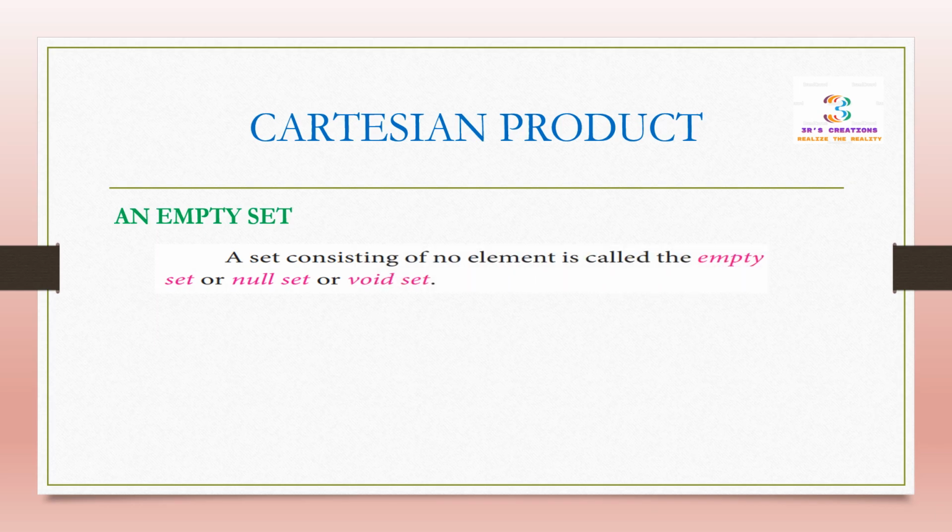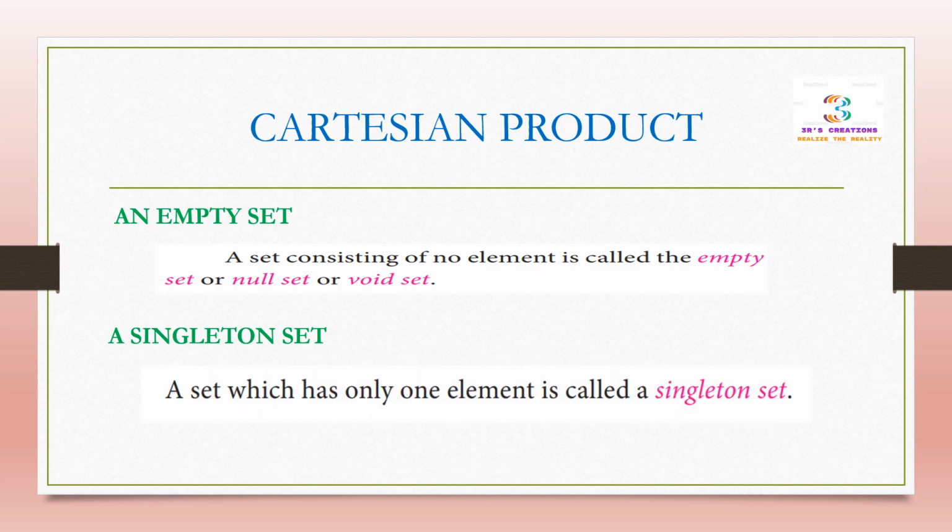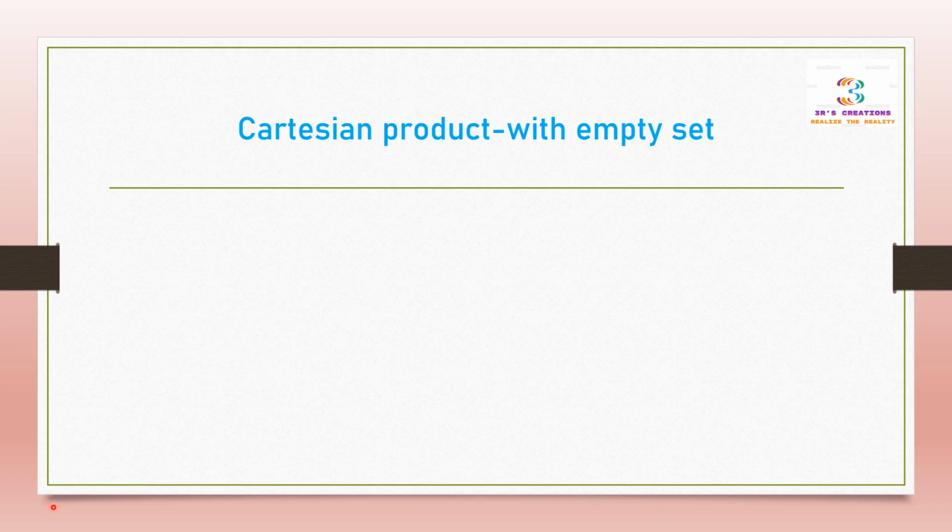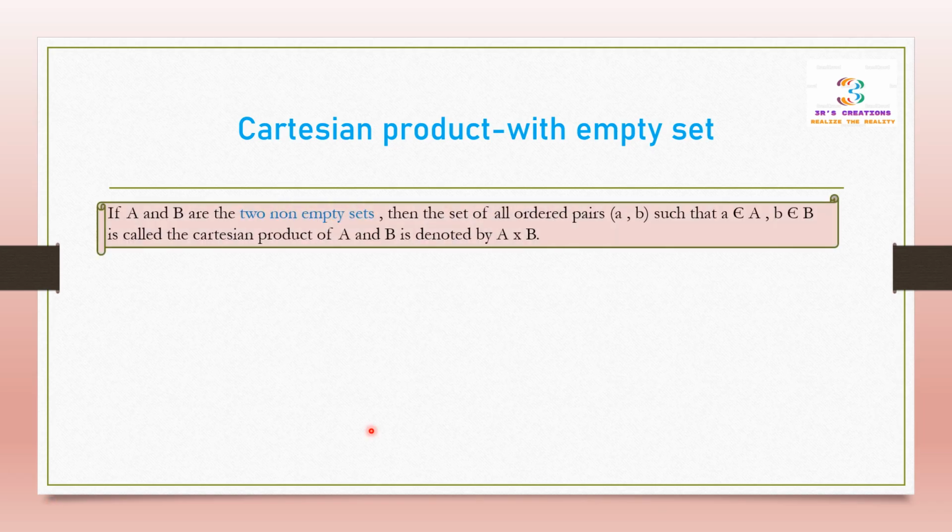A set consisting of no element is called the empty set or null set or void set. This is the definition of empty set. A singleton set, a set which has only one element, is called singleton set. Cartesian product with an empty set. By the definition itself, we know that the sets must be non-empty, but we are making here Cartesian product with an empty set. If A has no elements, it is called an empty set. What are the difficulties while making Cartesian product with an empty set?